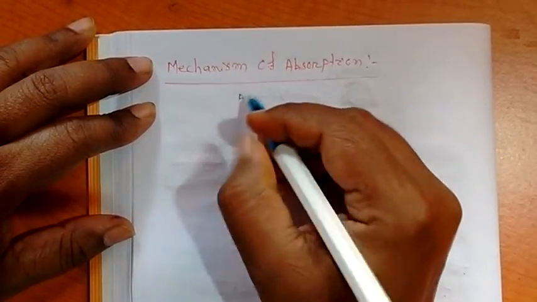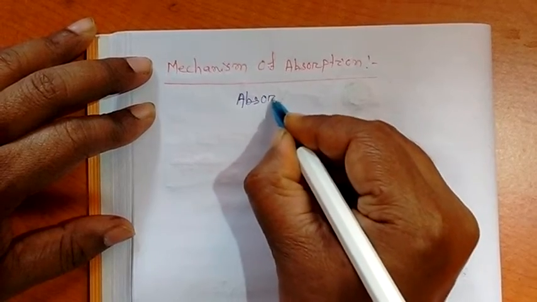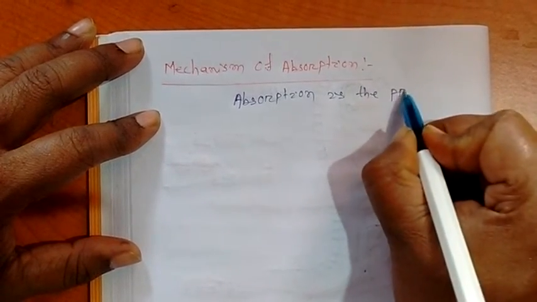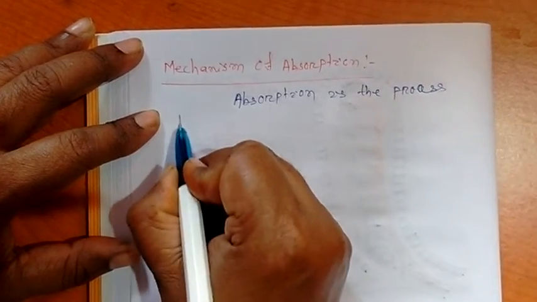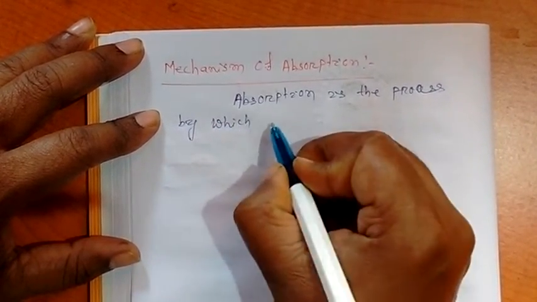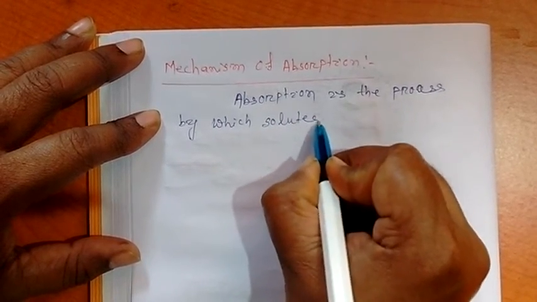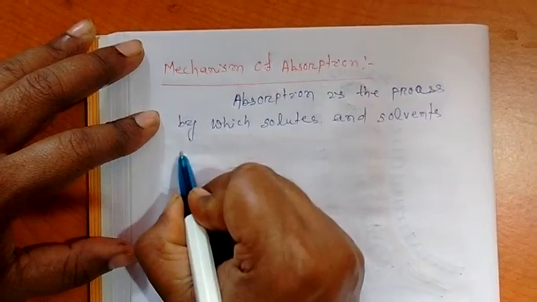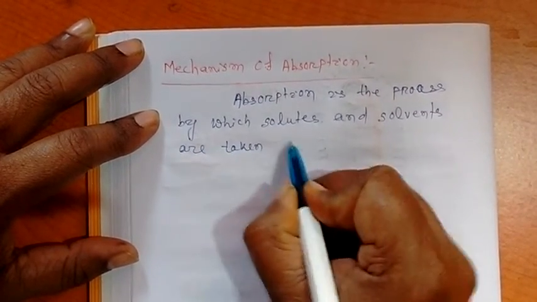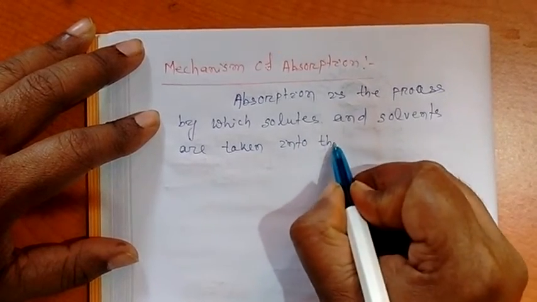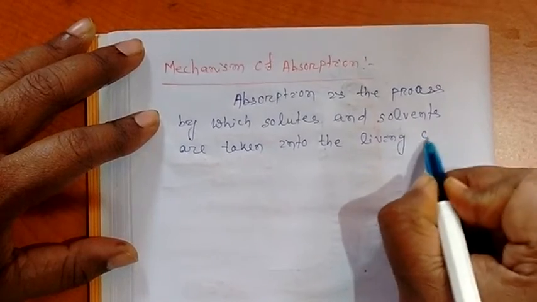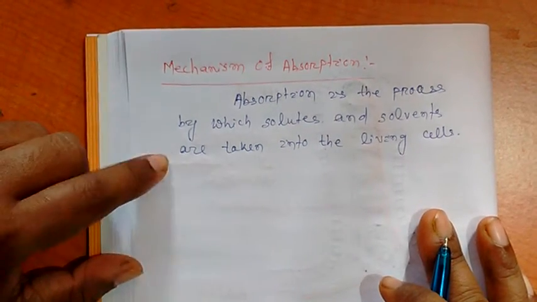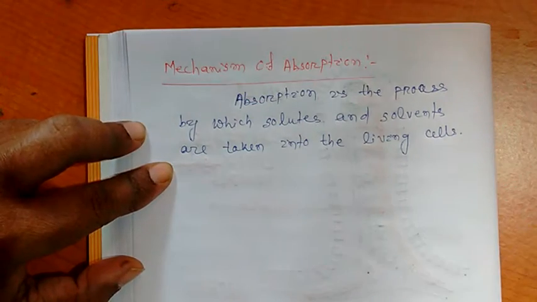Here absorption is the process by which solutes and solvents are taken into the living cells for circulation and distribution to the different cells of the living animals or human. This process is known as absorption.